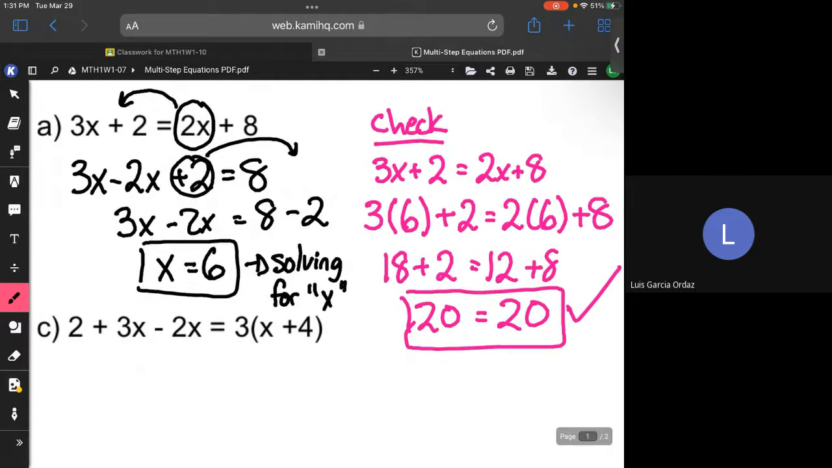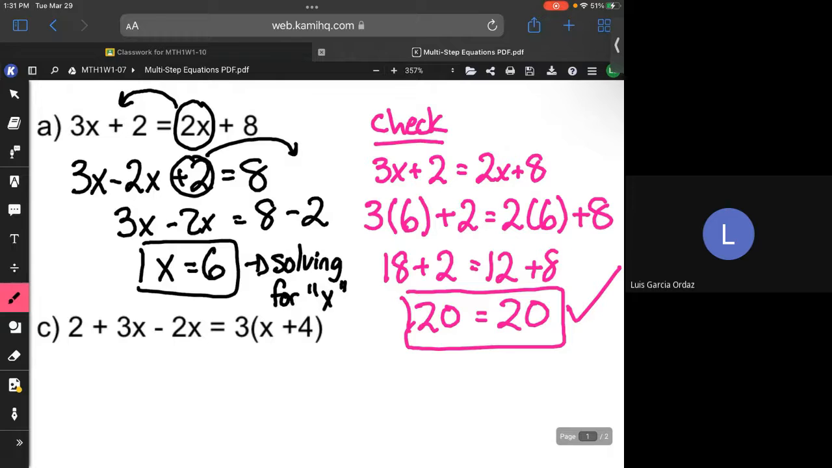So I'm not going to do B because I don't want to move it when C is just right there. So for C, we have 2 plus 3x minus 2x is equal to 3 times x plus 4. So what are the first two things that we need to do? Start with our left side. What can we do with my left side first?